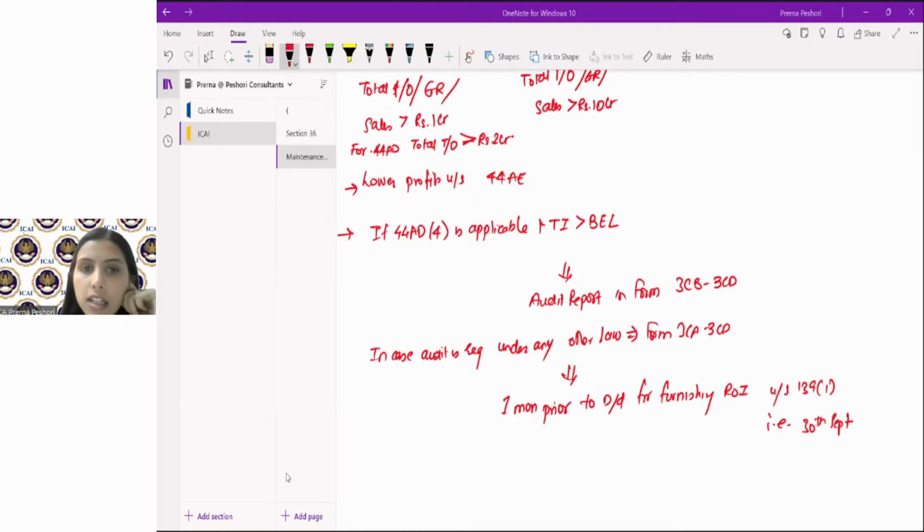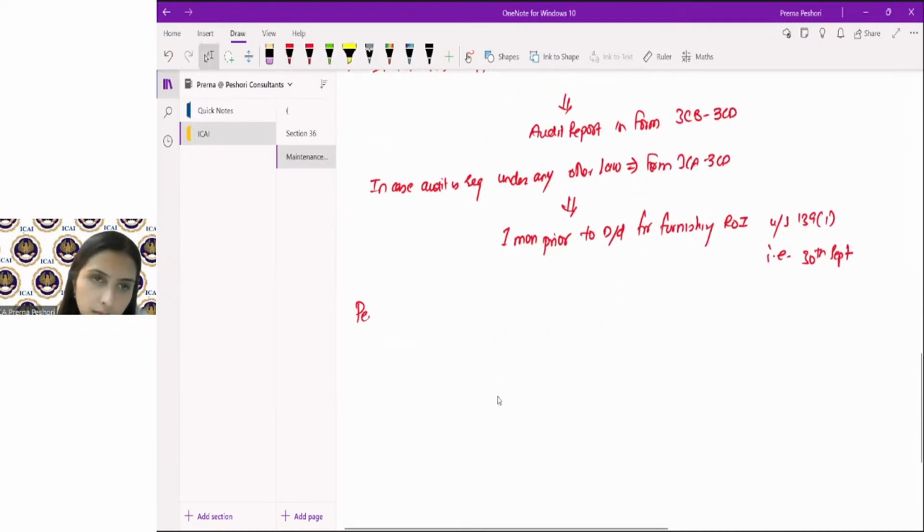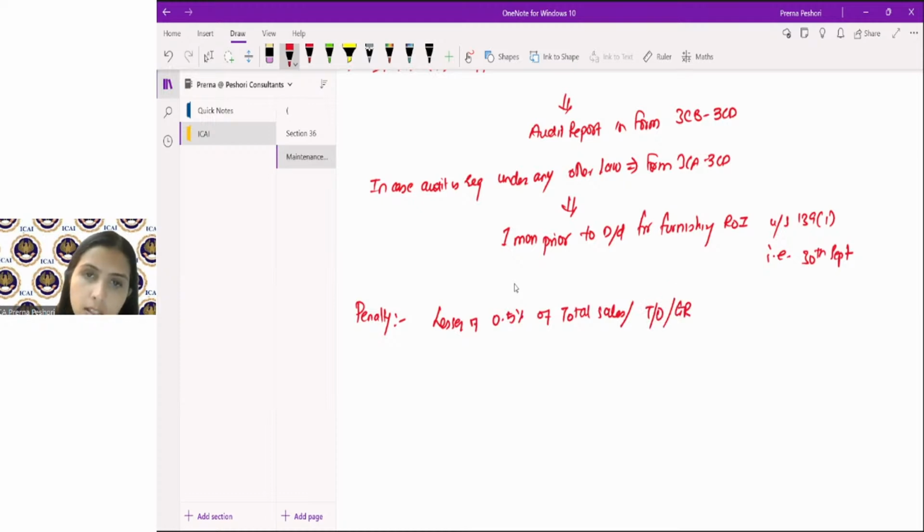Then, if you have not furnished the audit report, the penalty for not furnishing the audit report would be the lesser of 0.5% of total sales or turnover or gross receipts, or rupees 1.5 lakh. Also now the audit report can be revised.